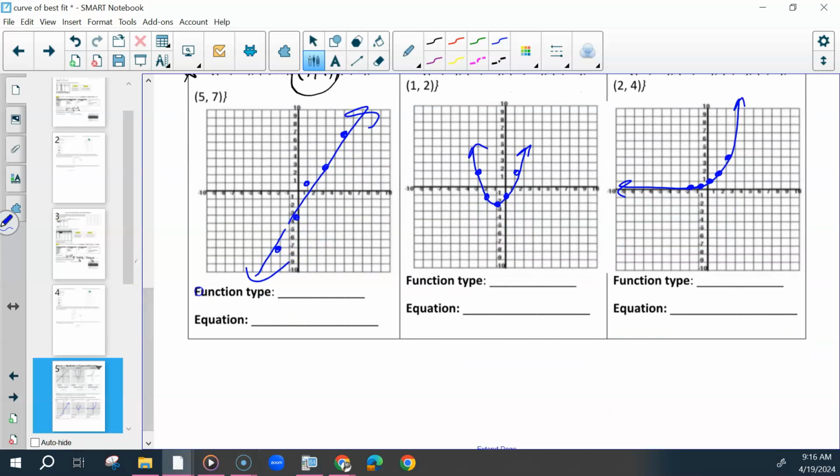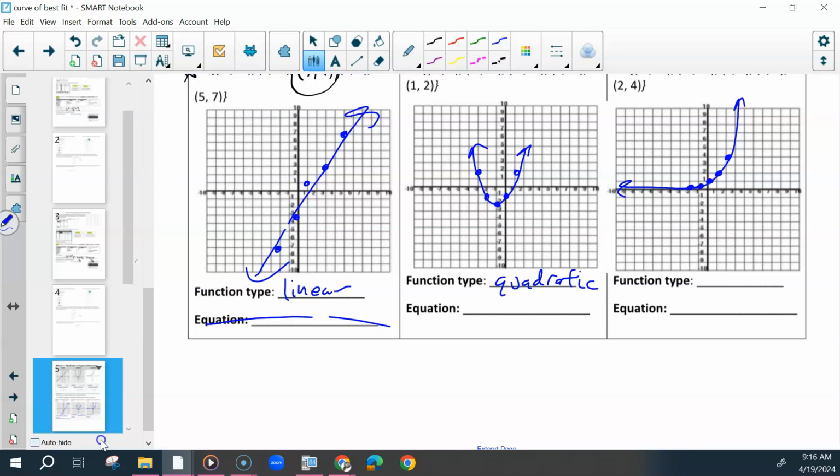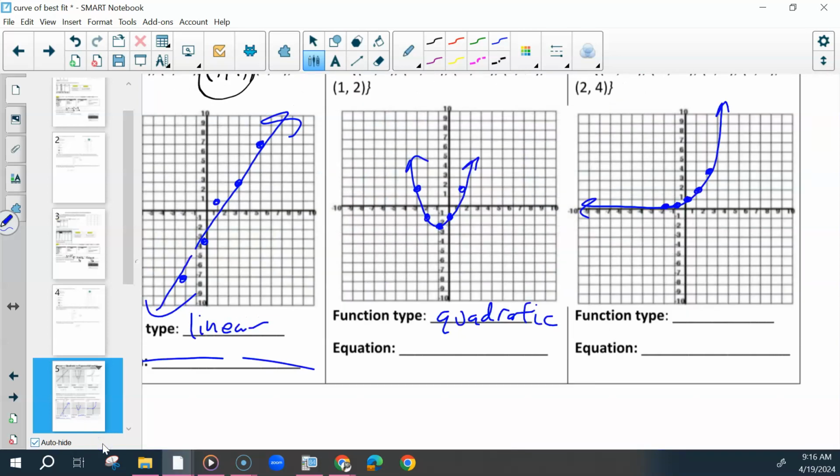Function type: is the first one linear, quadratic, or exponential? Linear. It's a line. You're not going to find that equation, though you could for your own practice. What about the second one? Quadratic, because it makes that U shape. We are going to find that equation in a moment. And then the last one? Exponential. And same thing. You will find that in a moment.